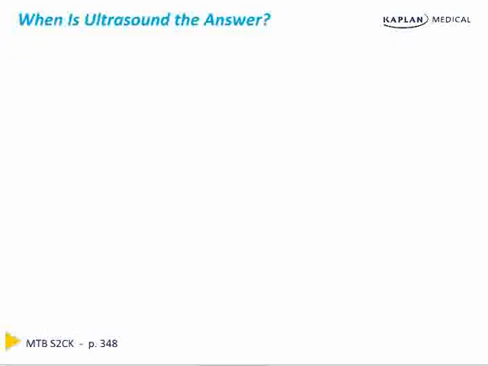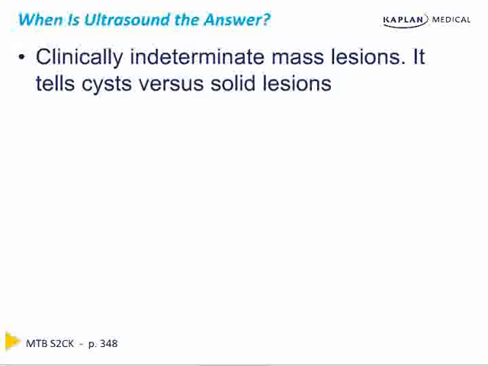We mentioned ultrasound as one of the wrong answers to our previous question, so when is ultrasound the right answer? Ultrasound is the most useful when a mass is felt by either the patient or the physician, and it's not exactly clear by the physical exam whether the mass is cystic or solid. Ultrasound is sometimes a better test in young women because young women have more dense glandular tissue in their breast, and that makes mammograms a little bit less reliable.